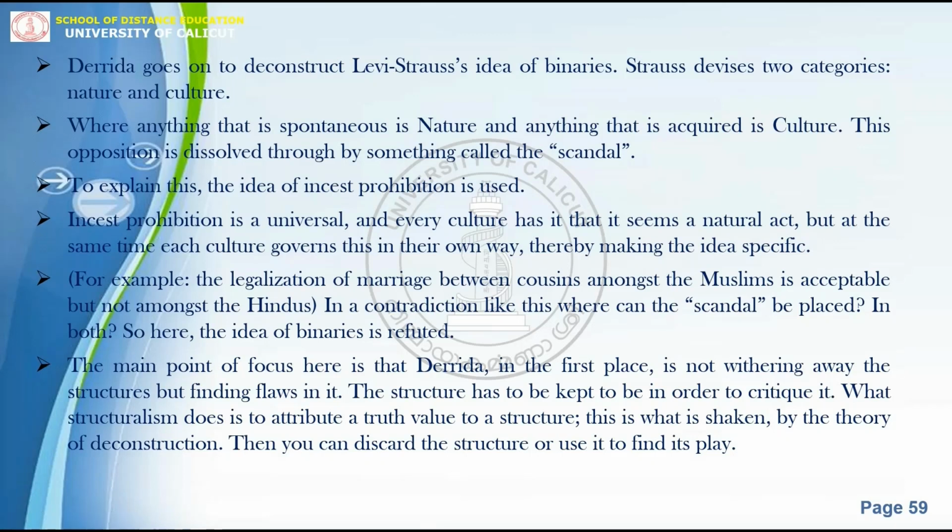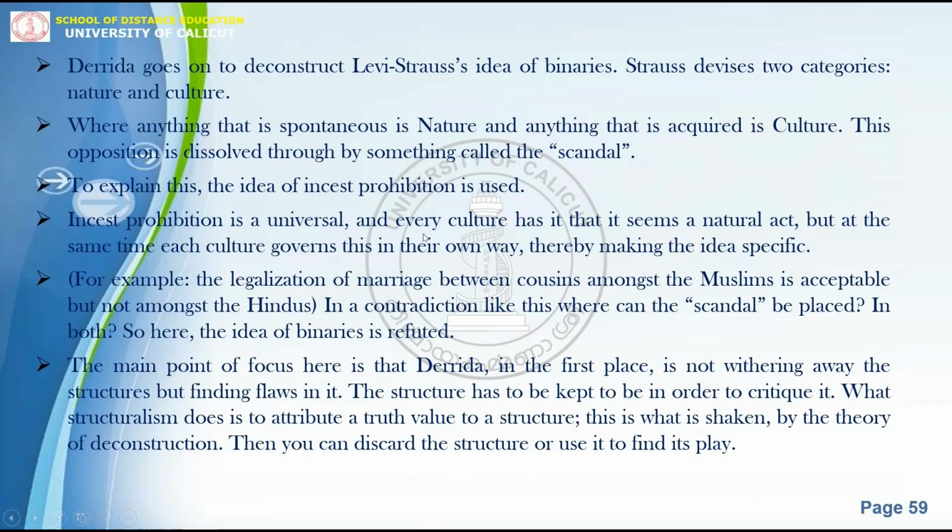Strauss devises two categories, nature and culture, where anything that is spontaneous is nature, anything that is acquired is culture. So anything which happens spontaneously is known as nature. Anything which is acquired is known as culture. So this opposition is dissolved by something called the scandal. To explain this, the idea of incest prohibition is used.